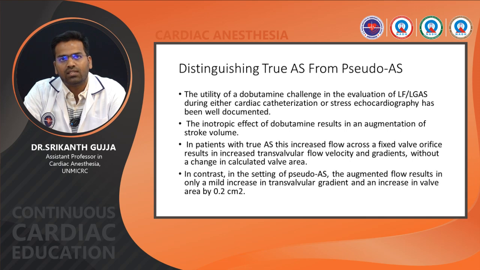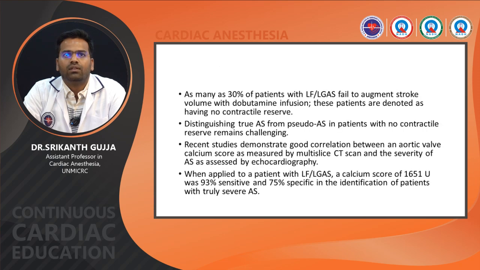In contrast, in the setting of pseudo-AS, the augmented flow results in only mildly increasing transvalvular gradient and increase in valve area by 0.2 centimeter square. As many as 30% of patients with low flow, low gradient AS fail to augment stroke volume with dobutamine infusion. These patients are denoted as having no contractile reserve. Distinguishing true AS from the pseudo-AS in patients with no contractile reserve remains challenging.